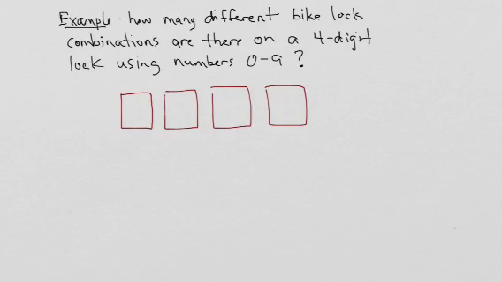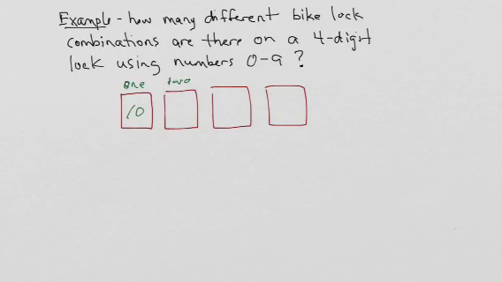So let's take a look at the first one. This would be digit number 1, the first digit. Now, it could be anything from 0 to 9. So how many different total numbers are there? Well, that would be 10 different total numbers.